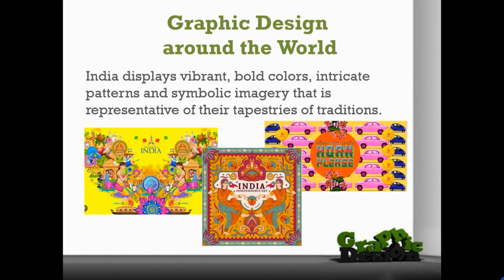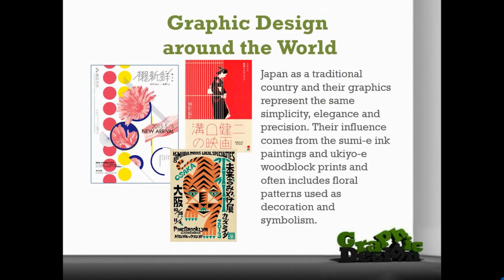So graphic design around the world. In India, we see things such as the representation, if you will, of the tapestries that they create. They are very well known for very high quality rugs, and so those type of things are the tapestries and stuff that you see that's included in their design. So in Japan, it's more of a traditional country, and their graphics represent simplicity, elegance, and precision. And it comes from different ink paintings that they use or the woodblock prints. And they also include, of course, any of the different flowers and stuff from their country.